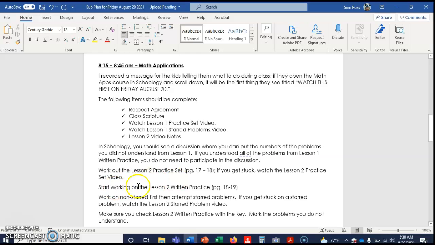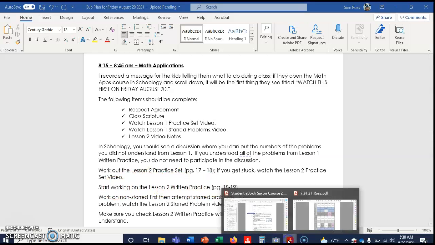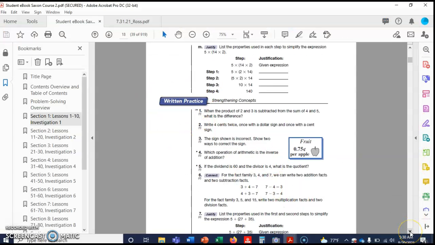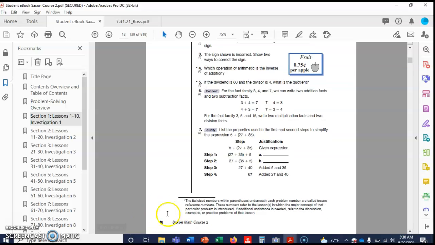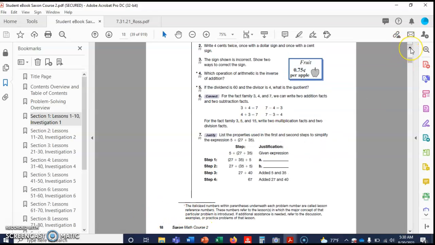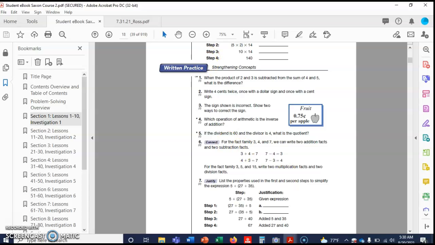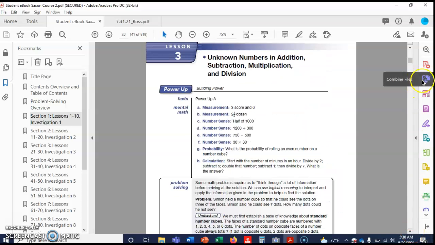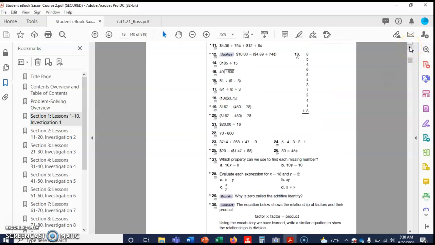After you do the practice set, you're going to want to start working on the lesson 2 written practice, which starts on page right here. I think this is 18. Yeah, page 18. So lesson 2 written practice starts on page 18, and I think it just goes from 18 to 19 there. Those are the 30 problems.